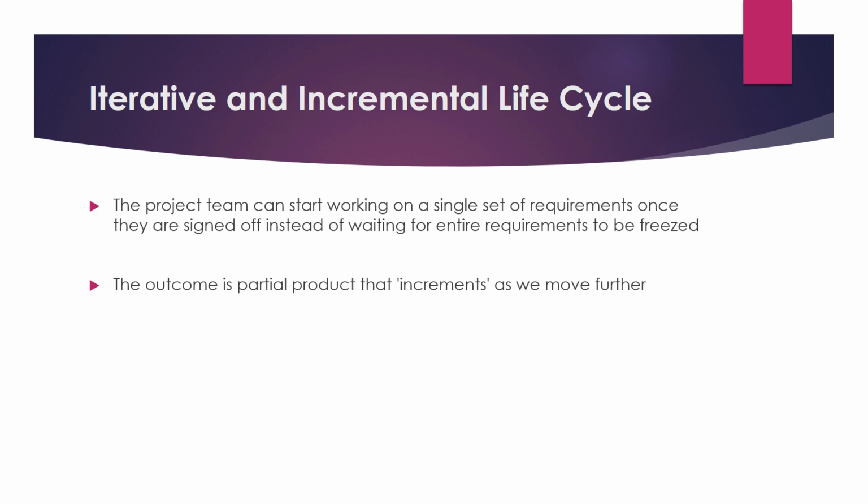So the outcome is a partial product that increments as we move further. The outcome of this set of requirements which were signed off, the design and the code, is a partial product, right? It could be of no use by itself. It will increment as other requirements are signed off and the respective design and coding are done. The end product will, of course, be the final one, but when we are doing iterations, that is where the partial product comes in, right?